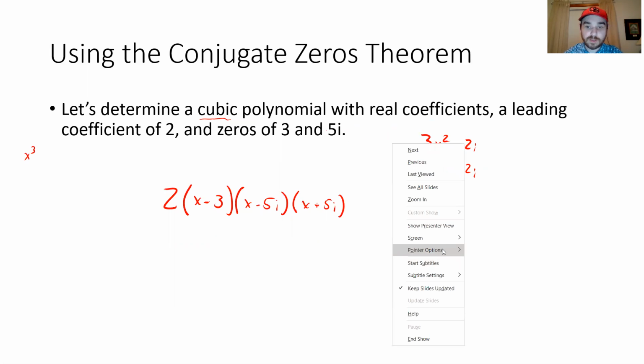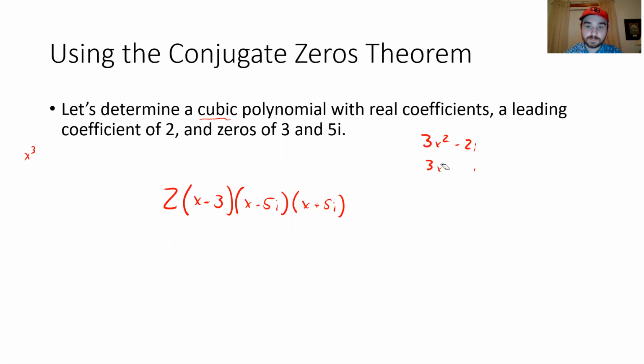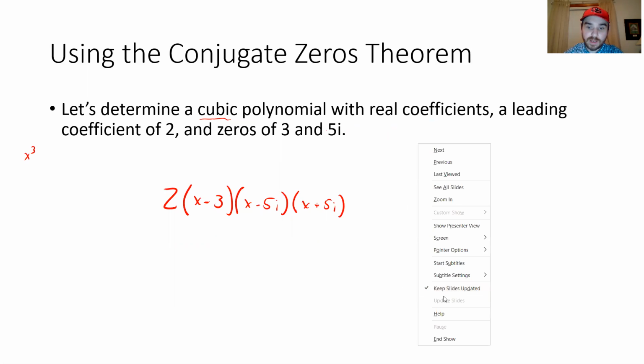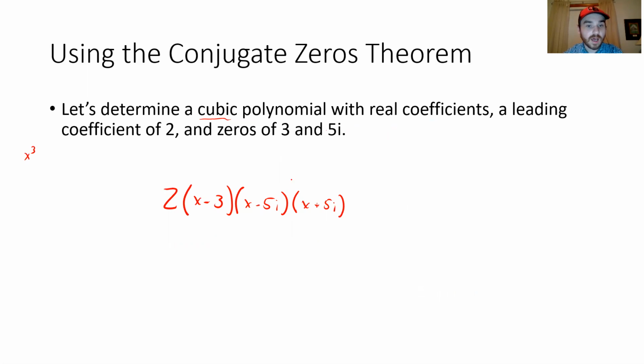Let me get rid of that really quick. Okay, so then we want to go ahead and multiply this all out. I know, joy, super fun. Again, easiest to start with the imaginary numbers. So we have x minus 5i times x plus 5i. This will give us x squared minus 5ix plus 5ix minus 25i squared. These will cancel. That's the entire point of the conjugate zeros theorem.